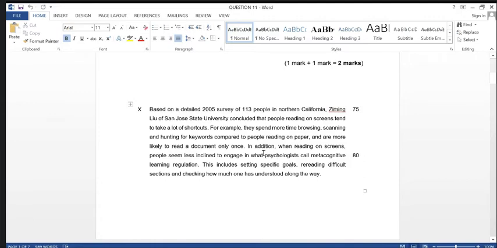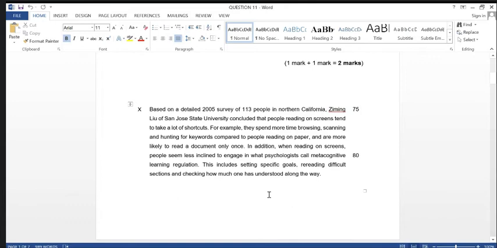Alright. In addition, the writer says that when reading on screen, people seem less inclined to engage in meta-cognitive learning regulation. So if a person really reads, with real reading skill, they have to do meta-cognitive learning regulation. What is that? Set a specific goal, what you want to find, reread difficult sections, like I said, read again, look at links, and check how much one has understood along the way. Oh, what is the connection? Not sure. Okay, go back up because everything is interrelated in a piece of writing.